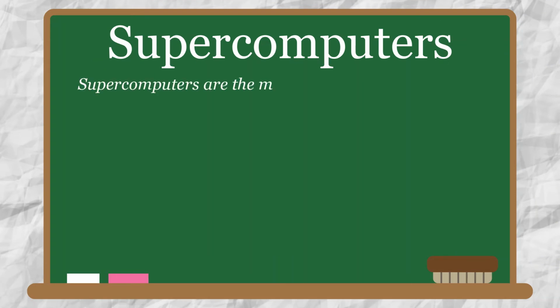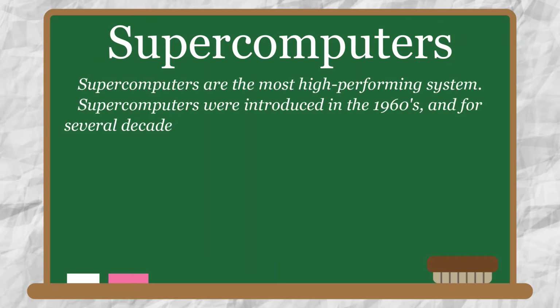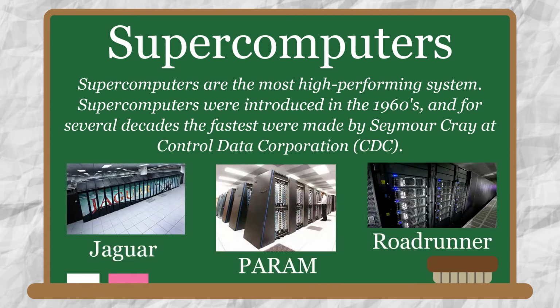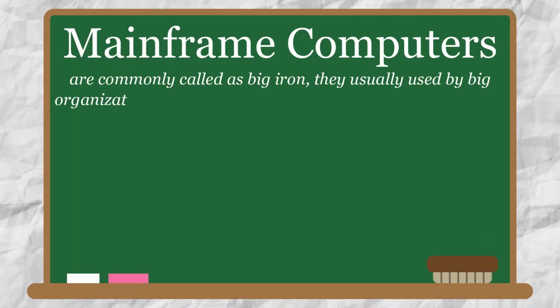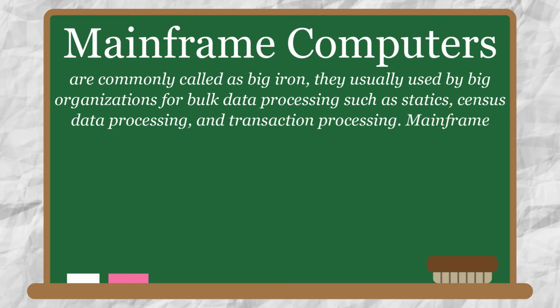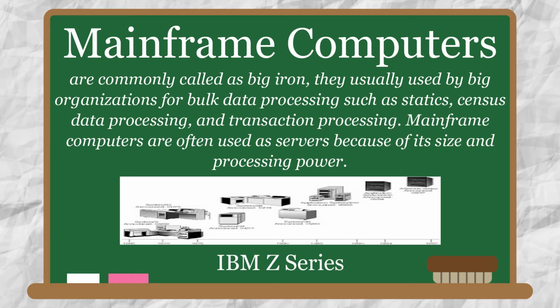Supercomputers. Supercomputers are the most high-performing systems. Supercomputers were introduced in the 1960s, and for several decades, the fastest were made by Seymour Cray at Control Data Corporation, or CDC. Mainframe computers. Mainframe computers are commonly called big iron, usually used by big organizations for bulk data processing, such as statistics, census data processing, and transaction processing. Mainframe computers are often used as servers because of their size and processing power.